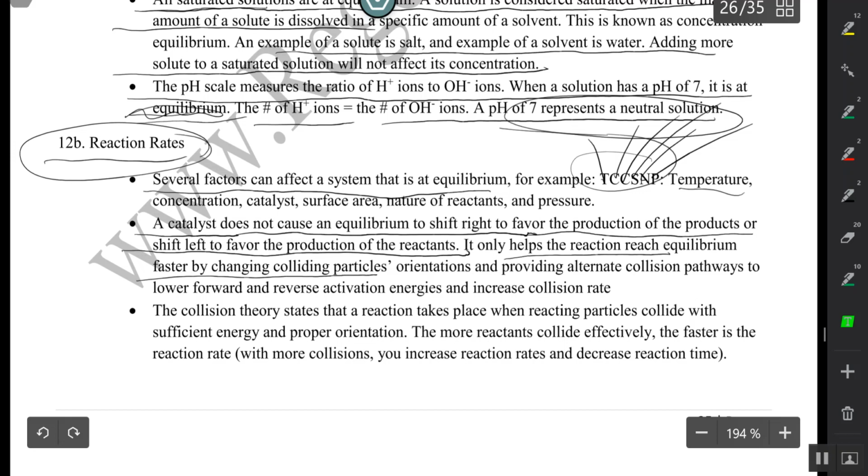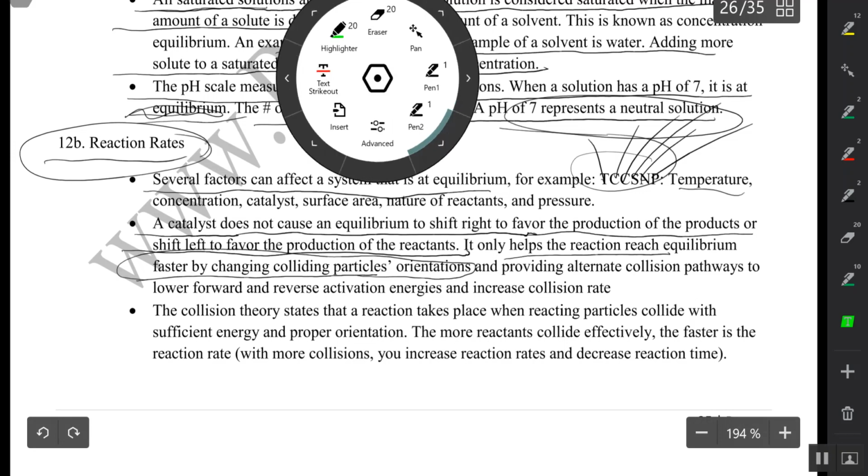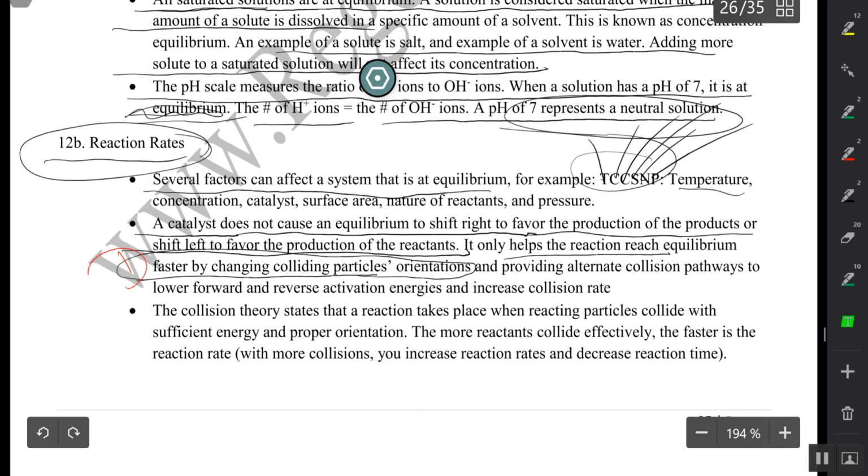So how does a catalyst work? It changes the particle orientations. Very important for us to know that a catalyst is going to change the particle orientations. That's number one. Okay. And provide an alternate collision pathway. So this will be number two.